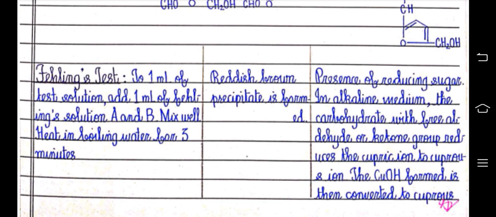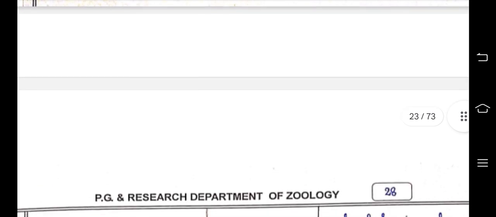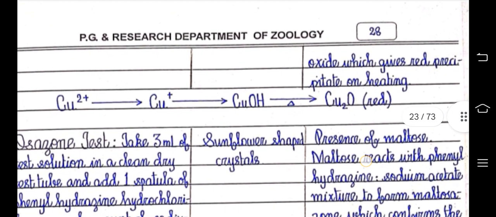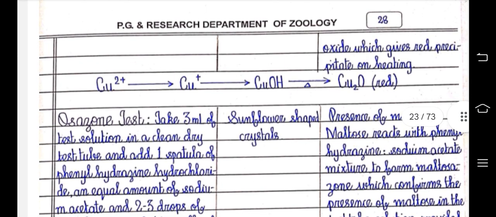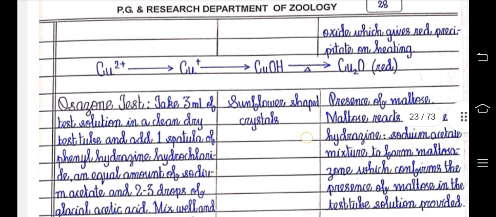The carbohydrate with a free aldehyde or ketone group reduces the cupric ion to cuprous ion. The CuOH formed is then converted to cuprous oxide, which gives a red precipitate on heating. Cu2+, Cu+, CuOH, Cu2O, red.